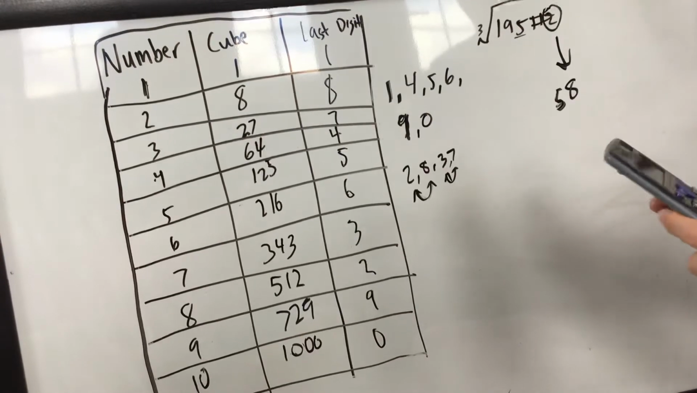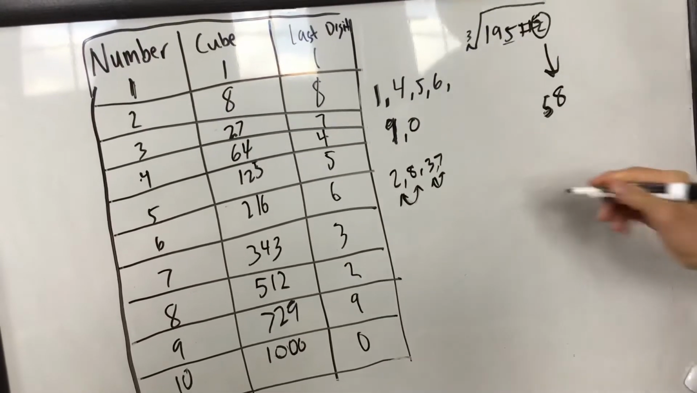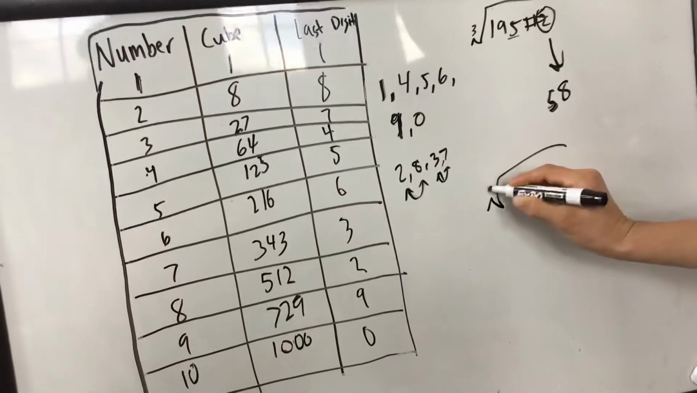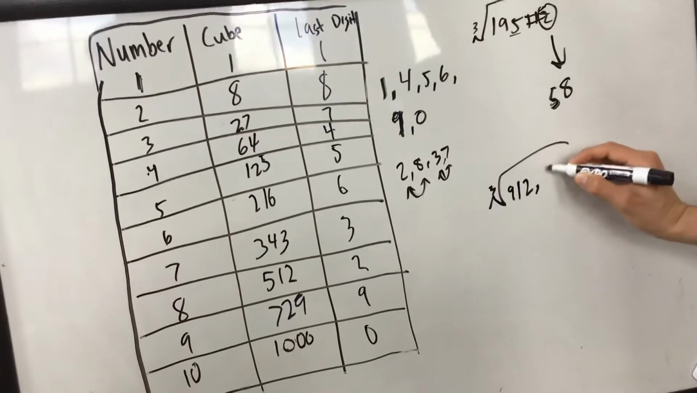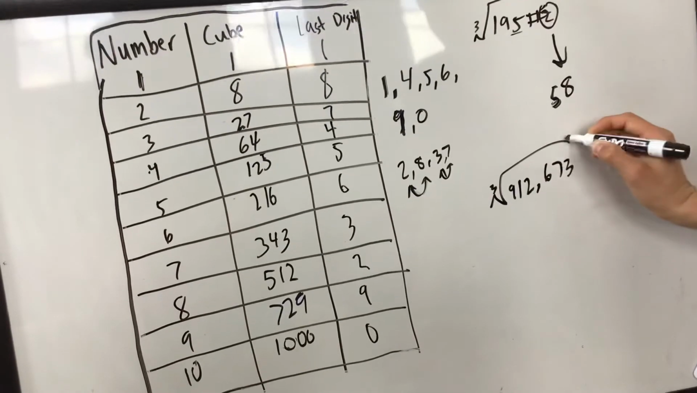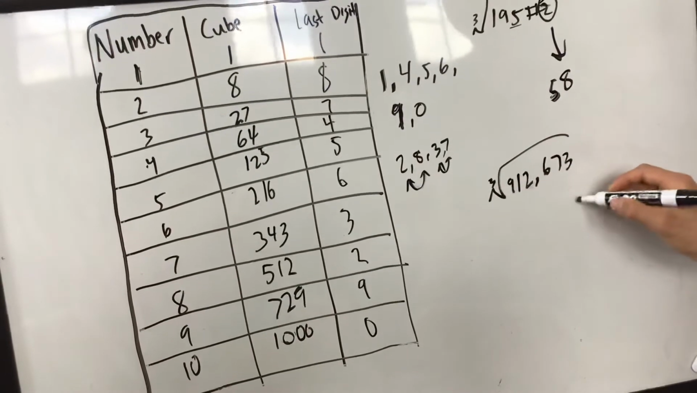So let's do a different example. Try to follow along at home, so I'm not going to tell you guys what I'm actually multiplying to get this number if you want to try it out yourself. So let's say we have the cube root of 912,673. So it ends in a 3, which means that the cube root has to end in a 7.